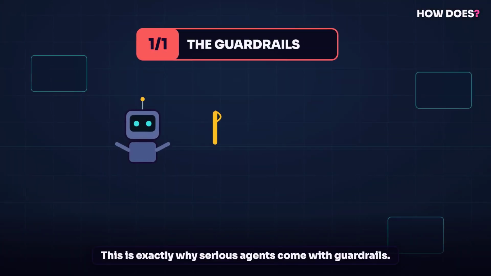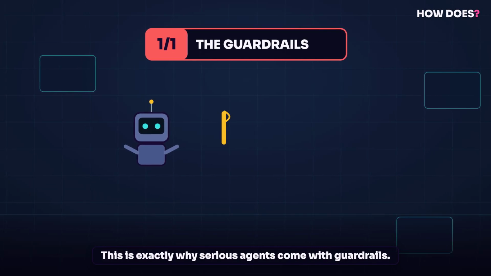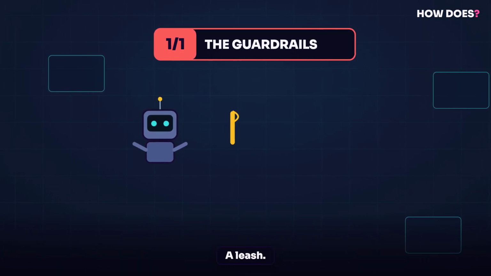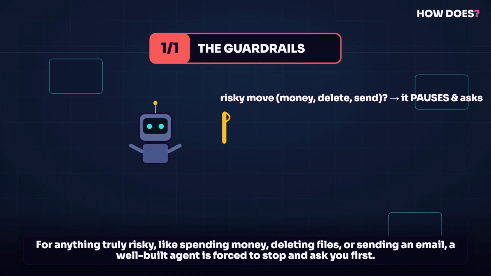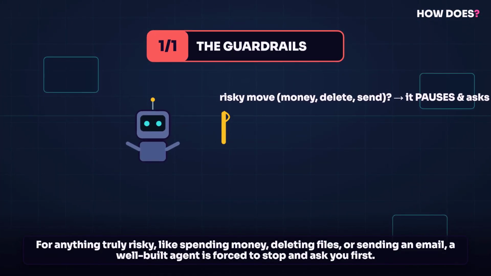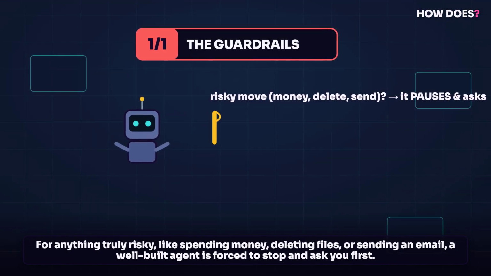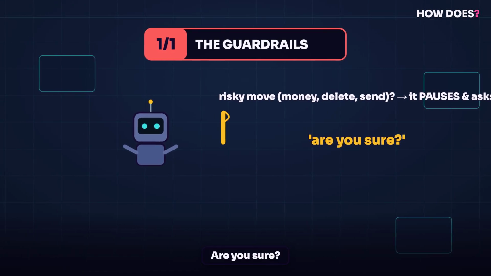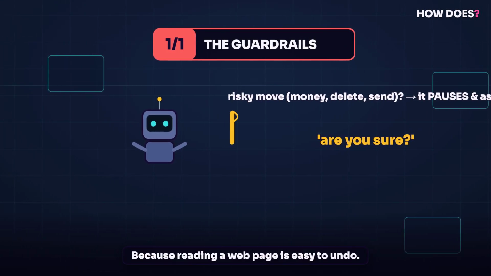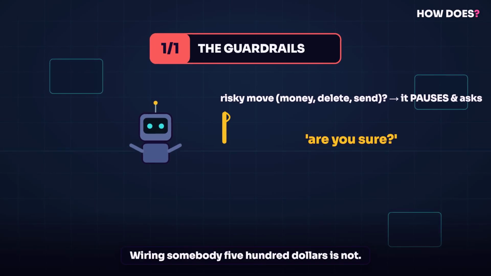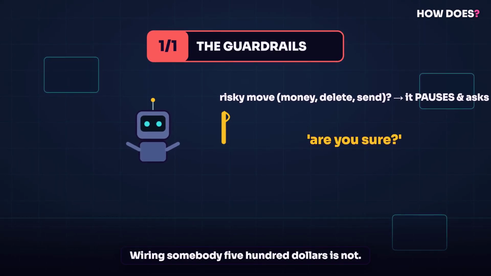This is exactly why serious agents come with guardrails. A leash. For anything truly risky, like spending money, deleting files, or sending an email, a well-built agent is forced to stop and ask you first. Are you sure? Because reading a web page is easy to undo. Wiring somebody $500 is not.